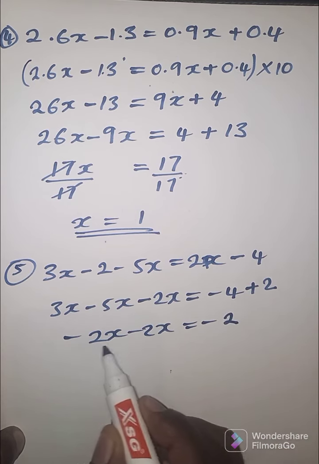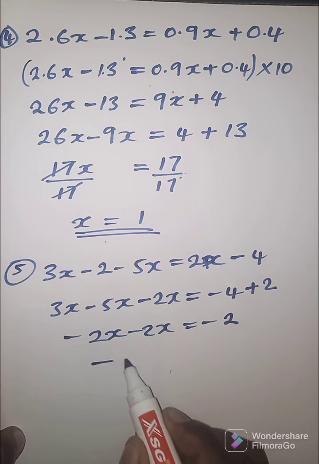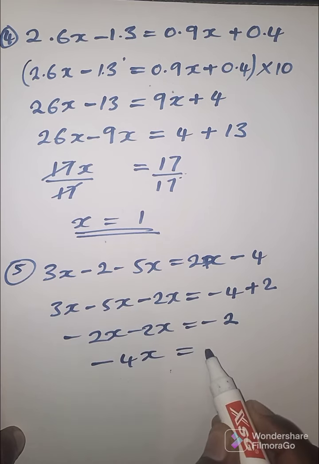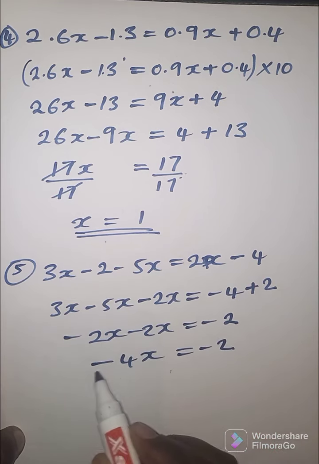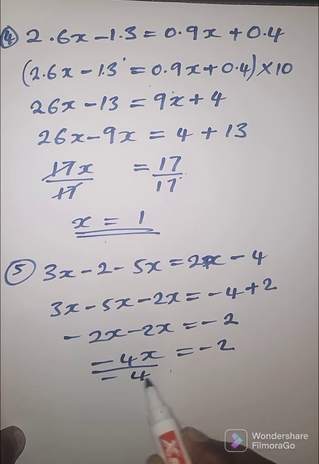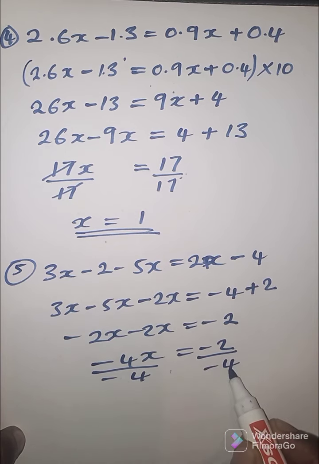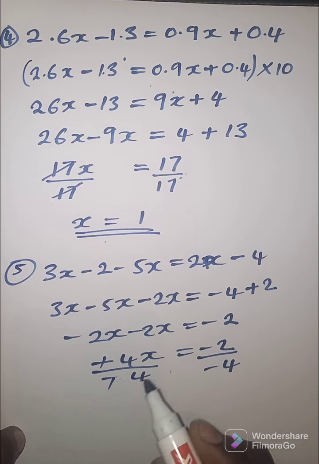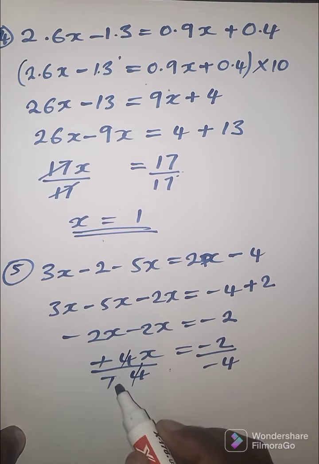So what is negative 2x minus 2x? That is negative 4x is equal to negative 2. So we can divide both sides by negative 4 and negative 4 there. The negative and negative will cancel out, then we have a positive there. 4 into 4, 1. 4 into 4, 1.